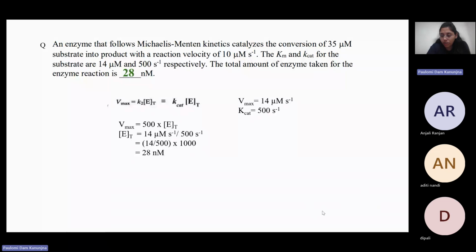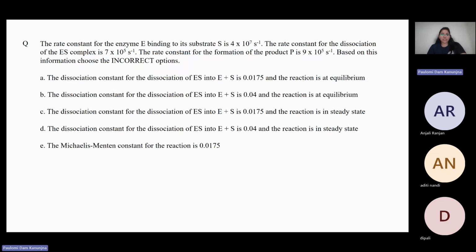Let me know if you have doubt. Otherwise, we can go to the next question. Okay, cool. So let's go to the next question. These are all still related to Michaelis-Menten equations and kinetics. So let's do these first. Read the question properly and then we can answer it.